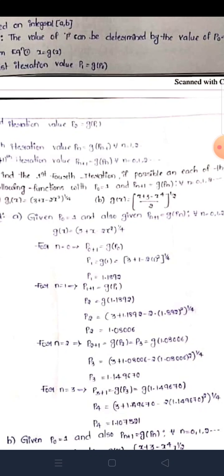For n is equal to 1 implies P1 plus 1 is equal to g of P1. P2 is equal to g of 1.1892 is equal to (3 plus 1.1892 minus 2 into 1.1892 square) whole power 1 by 4. Therefore P2 is equal to 1.08006. For n is equal to 2 implies P2 plus 1 is equal to g of P2.